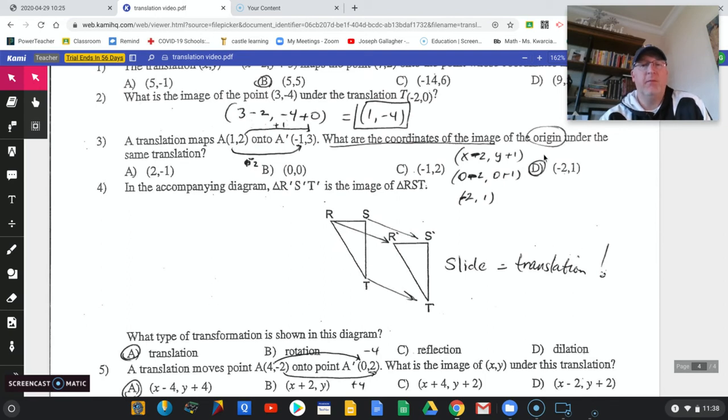This question's a little weird because they use the word "here" instead of the number. They want to know if we started at the origin, where would we end up? Well, the origin really has the coordinate (0, 0). So plug a 0 in here and a 0 in there. You get 0 minus 2 is negative 2, and 0 plus 1 is 1. You get the point (negative 2, 1) as your answer. Choice D.